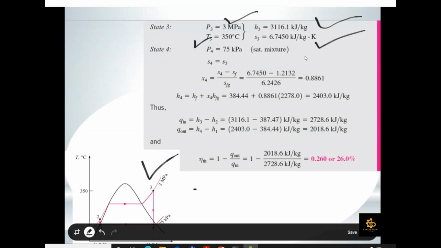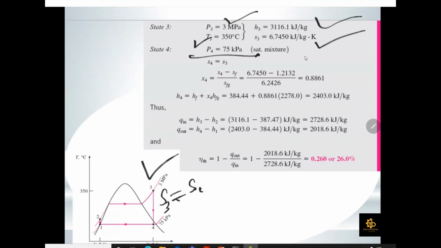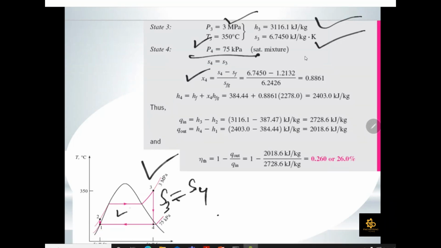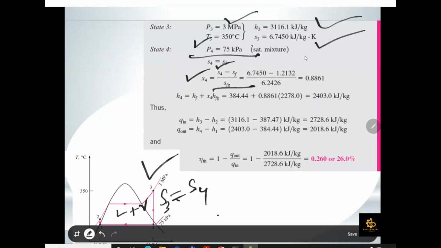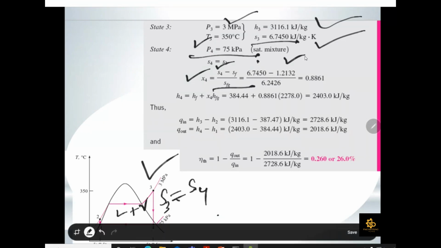We already know that state 4 has 75 kilopascal, and because this is an isentropic expansion process, S3 is equal to S4. So you have to find out the quality at S4, because this is your two-phase region. Point number 4 lies in the liquid plus vapor region, meaning two-phase, and for two-phase you have to follow this equation first. S4 is known to you because it is similar to S3. Then you can find the SF value and SFG.